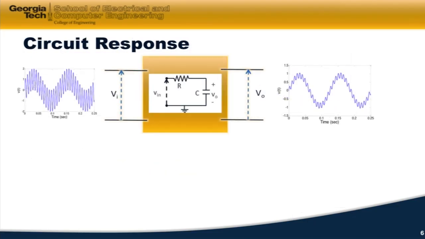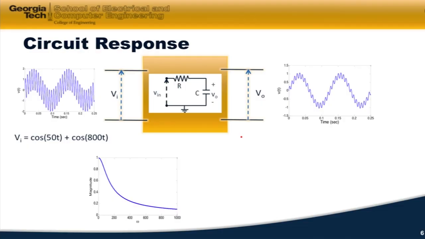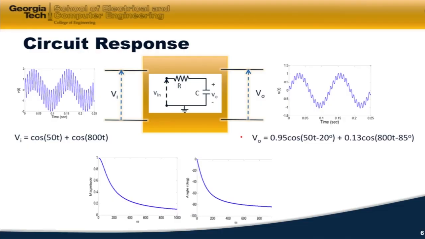What does the transfer function mean here? It's really how a circuit processes signals of different frequencies. So in this case, suppose I've got an input that is a sum of two sine waves, with an amplitude of 1 and an amplitude of 1, but different frequencies, 50 and 800. You could see the 800 as being the high frequency here, and the 50 as being kind of the low frequency there.